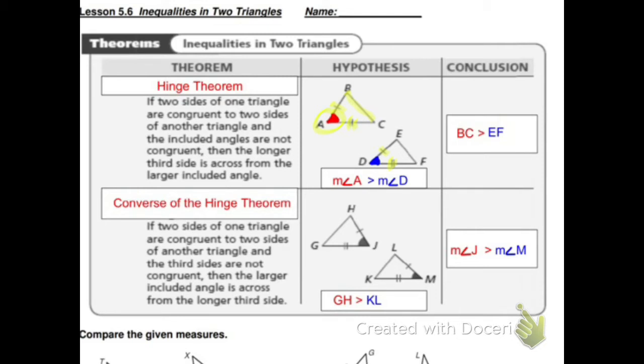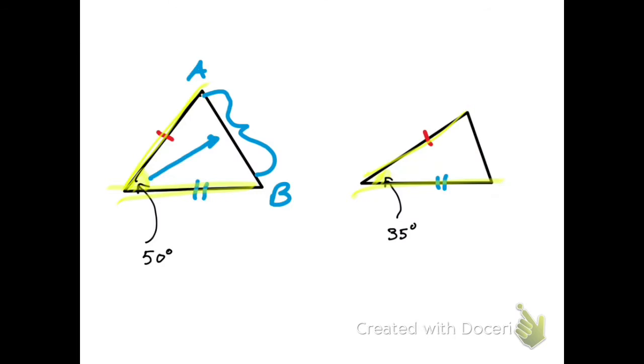Now we can use the converse of the hinge theorem. Remember, the converse is going the opposite direction. The converse of the hinge theorem states, if two sides of one triangle are congruent to two sides of another triangle, and the third sides are not congruent, then the larger included angle is across or opposite from the longer third side. Notice this is basically the same thing, but whereas before I was finding an unknown side length, now I'm working the opposite direction because I have the converse.